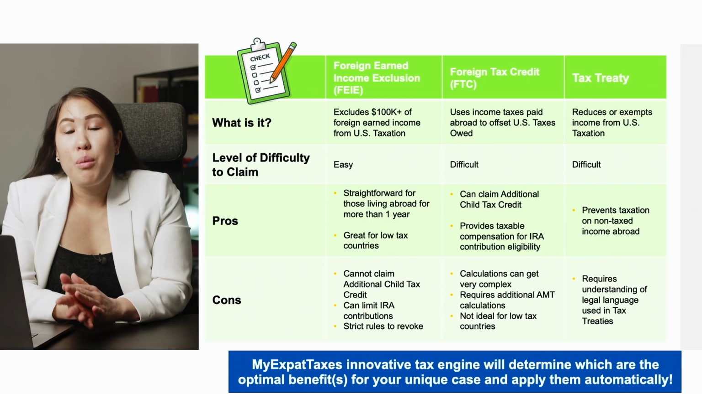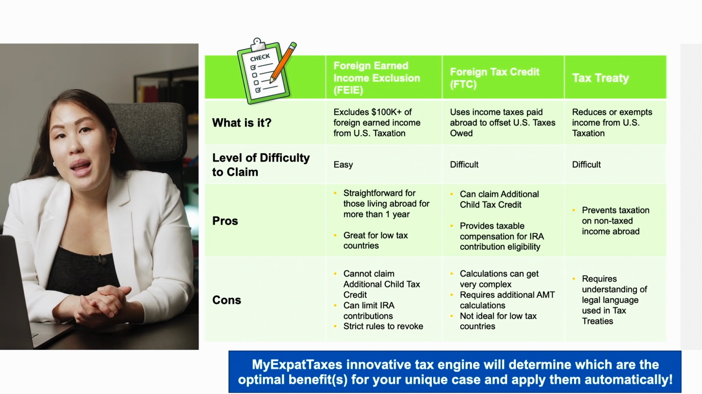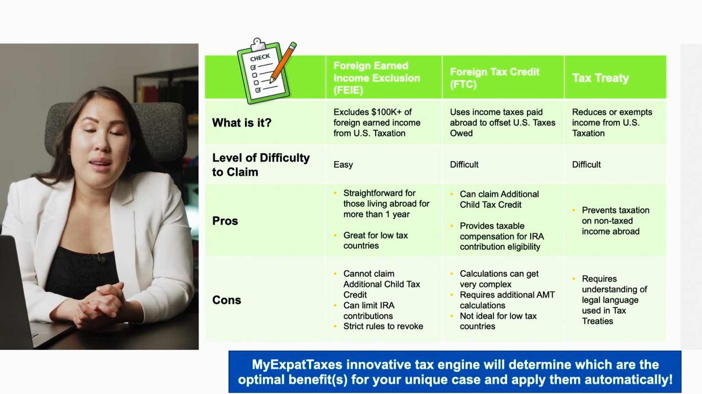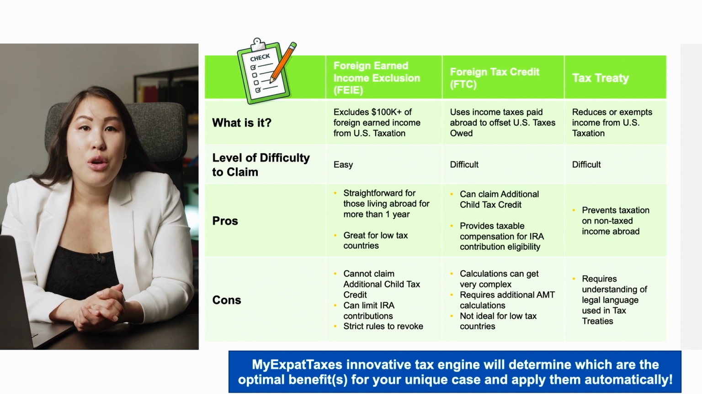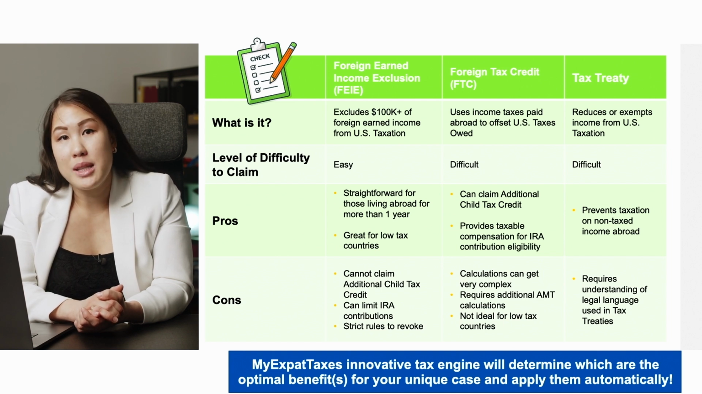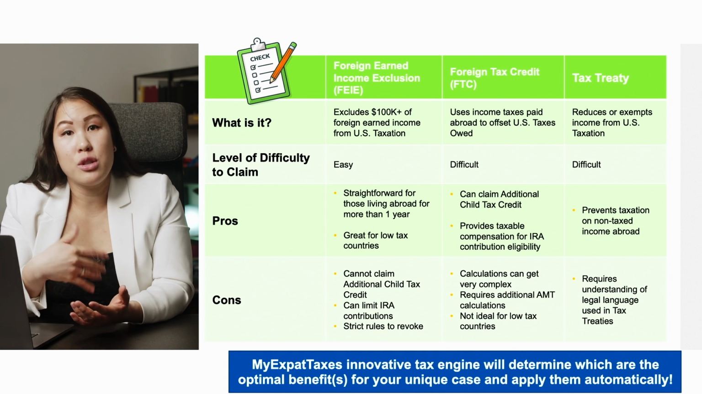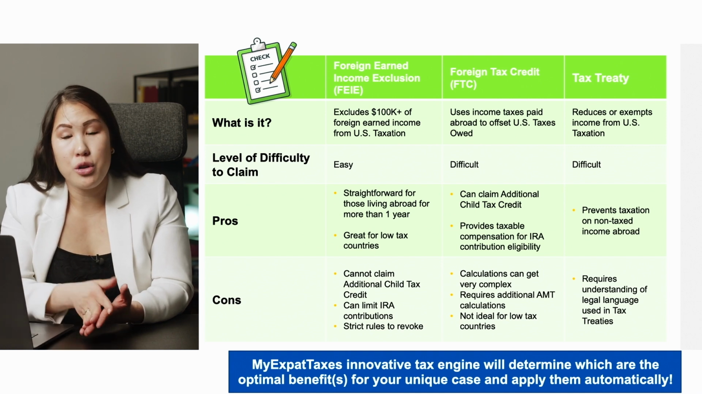There's a lot of different types of allocations for the foreign tax credit between general, passive, etc. I won't bore you with the details. So while the math on the form can be very complex, there are benefits. The main benefit is that you can claim the additional child tax credit. And the other main benefit is that if you want to contribute to your individual retirement accounts, you will actually have taxable compensation to help make you eligible. Obviously, there's other things to consider when you contribute to your IRA. However, 1116 is normally the way to go if you want to contribute.